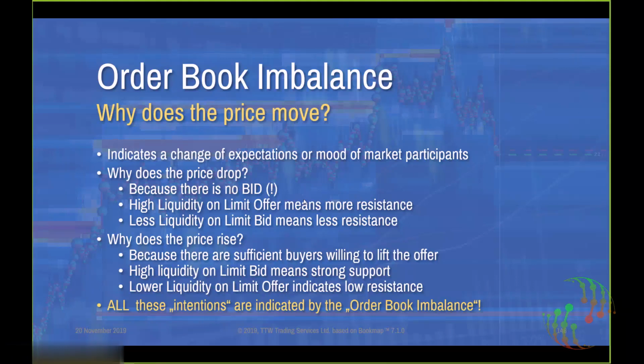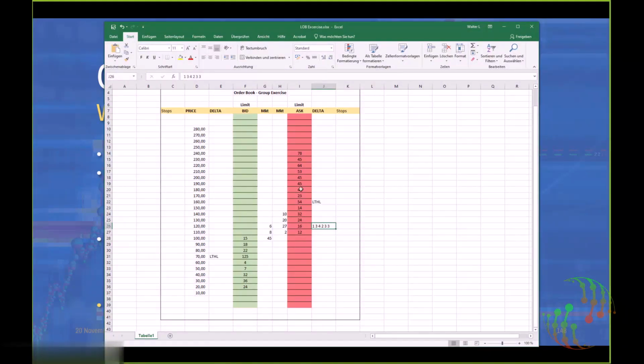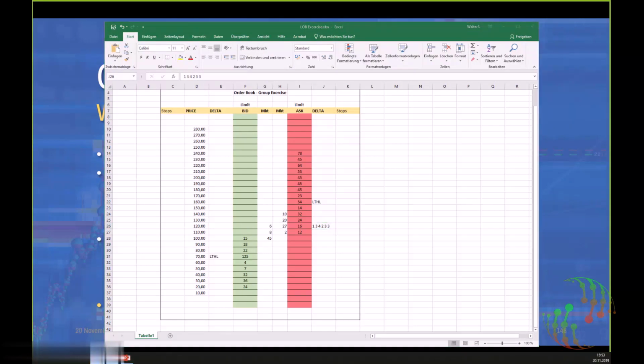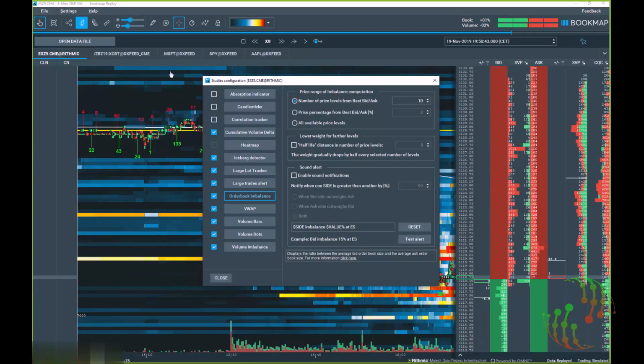The order book imbalance is expressed by the numbers on the limit side here, on the ask limit side and the bid limit side. And you can also measure that in this order book imbalance measurement here. In the studies configuration, there is one point, order book imbalance. There you can adjust what you want to see above in the order book imbalance indicator. It's like a gauge. There are imbalances on the bid side, there are imbalances on the ask side, and that's the measurement for those imbalances. You can set it in the studies configuration of Bookmap by choosing order book imbalance.